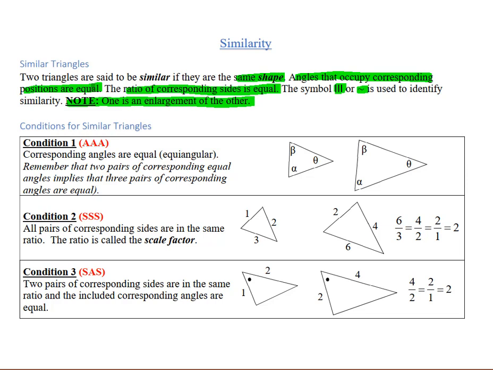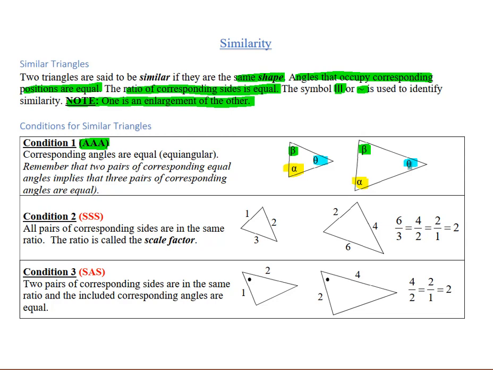The first one is AAA. Now, AAA means all angles in corresponding positions are equal. So if you look at these two triangles here, this angle corresponds to that angle, and they're the same. This angle corresponds to that angle, and they're equal. And then finally, this angle corresponds to that angle, and they are equal. So corresponding angles are equal, so they're called equiangular.